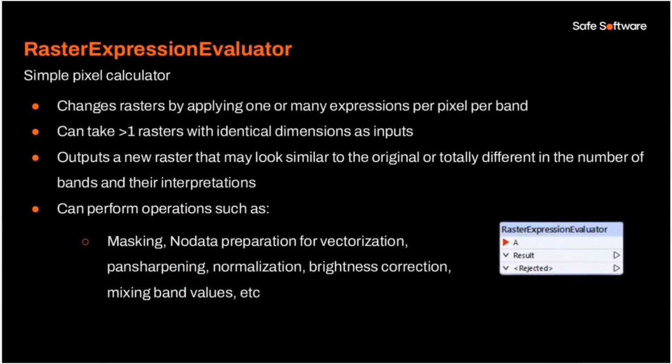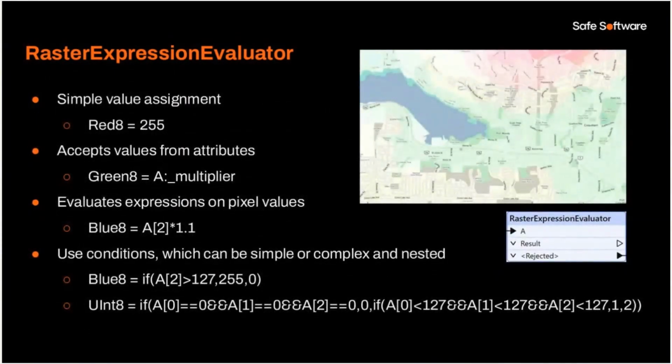One transformer deserves special attention because it's incredibly powerful and widely used, the Raster Expression Evaluator. Essentially, it is a calculator that works at the pixel level, targeting the cells that you decide with your expression. Some of the capabilities it has include performing masking, pan sharpening, and brightness correction operations. We can use it to perform simple value assignments, assign values from attributes, and evaluate expressions on pixel values. And of course, you can use conditional logic from basic to deeply nested expressions to create precise pixel-level rules. This gives you full control over the raster right down to the individual cells.